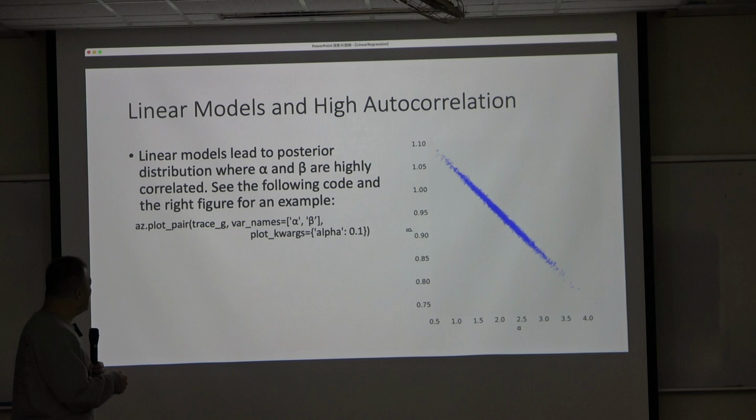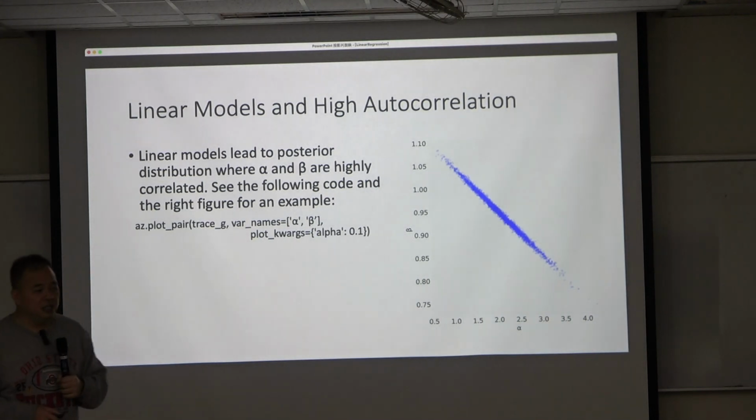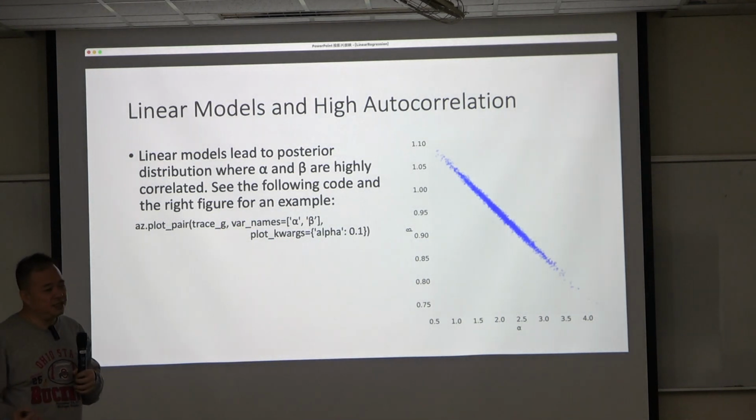If you look at the joint distribution, you will find that alpha and beta are highly correlated, very, very highly correlated. Is it a good thing? First, why is this? Second, is this a good thing?